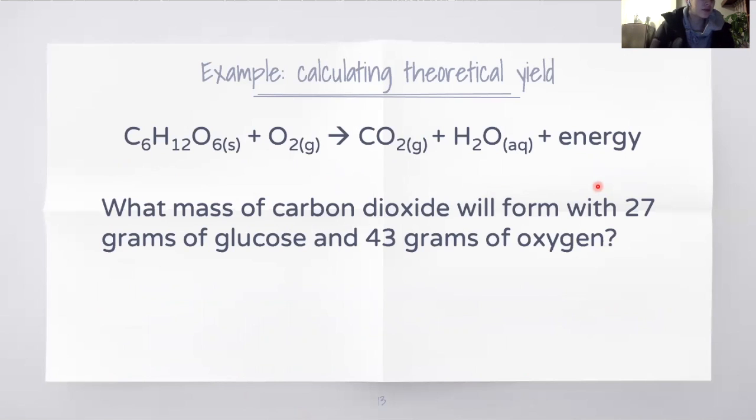Now let's try an example. Here we have a cellular respiration reaction occurring where glucose and oxygen are converted to carbon dioxide, water, as well as energy. We are asked to find the mass of carbon dioxide that will form with 27 grams of glucose and 43 grams of oxygen.